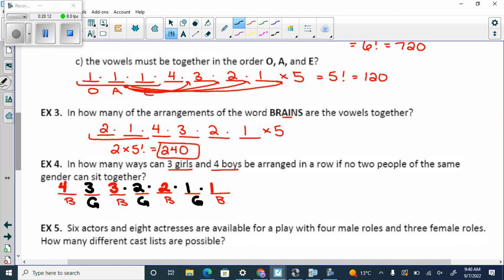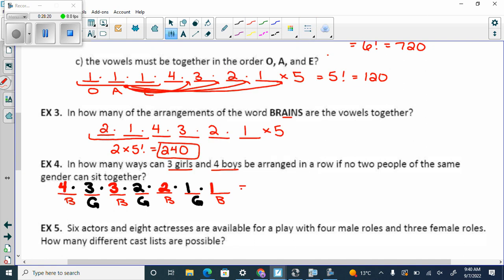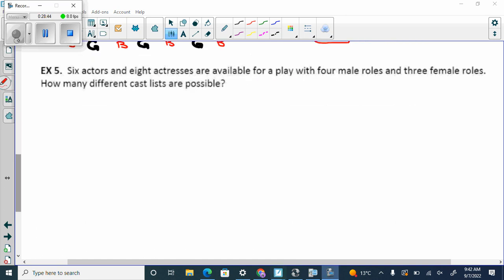The reason why I did them in different colors is the red makes what? 4 factorial, and the black makes 3. Which is? I want you to try that question. Same question, but now 4 boys and 4 girls. Try it out. How many ways can you rearrange 4 boys and 4 girls so that not 2 genders are together? 4 boys, 4 girls.